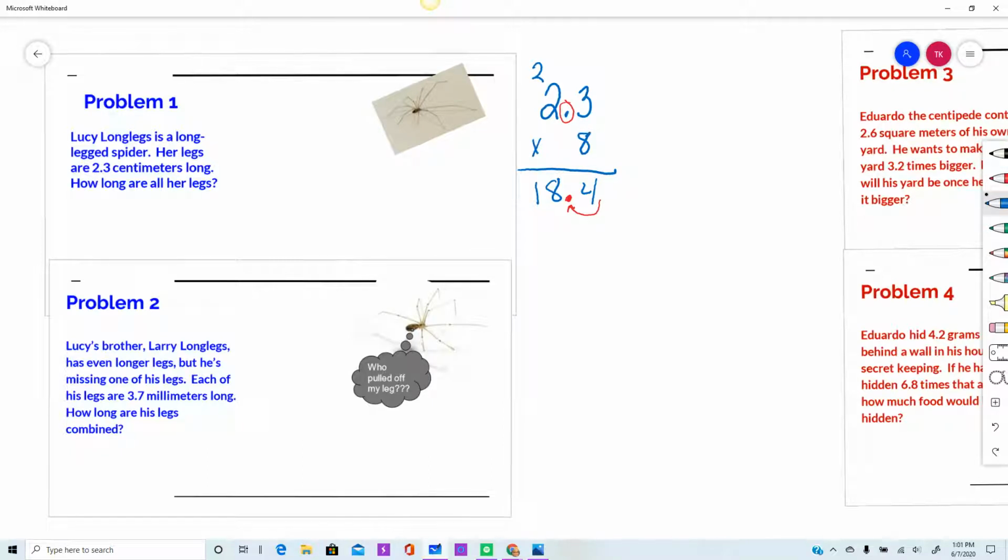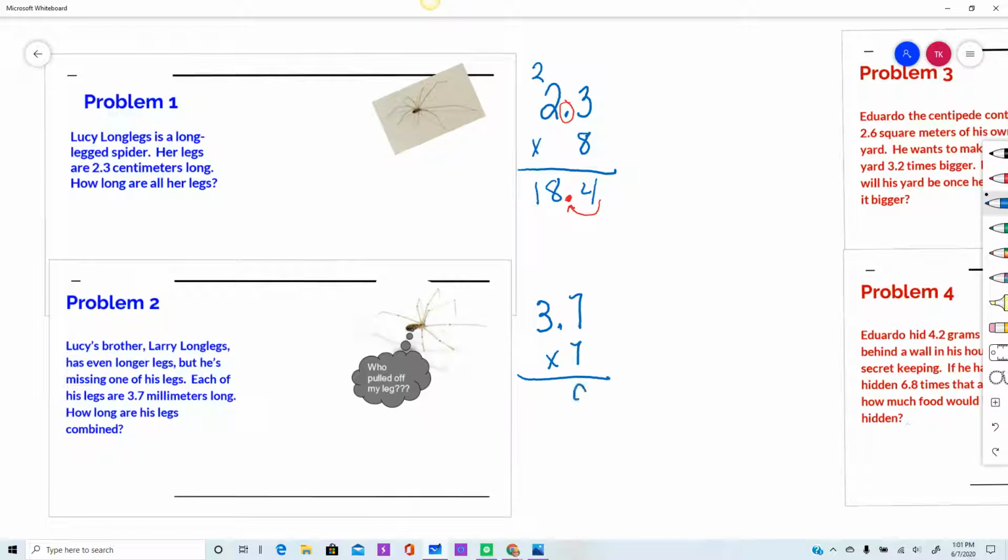Okay, problem 2. Lucy's brother, Larry Longlegs, has even longer legs, but he's missing one of his legs. Each of his legs is 3 7/10 meters long. How long are all his legs combined? Well, if he's missing a leg, that means I have to take one away. So if Lucy had 8 legs and Larry's missing a leg, that means he only has 7 legs. Each of Larry's legs is 3 7/10 centimeters long, times the 7.